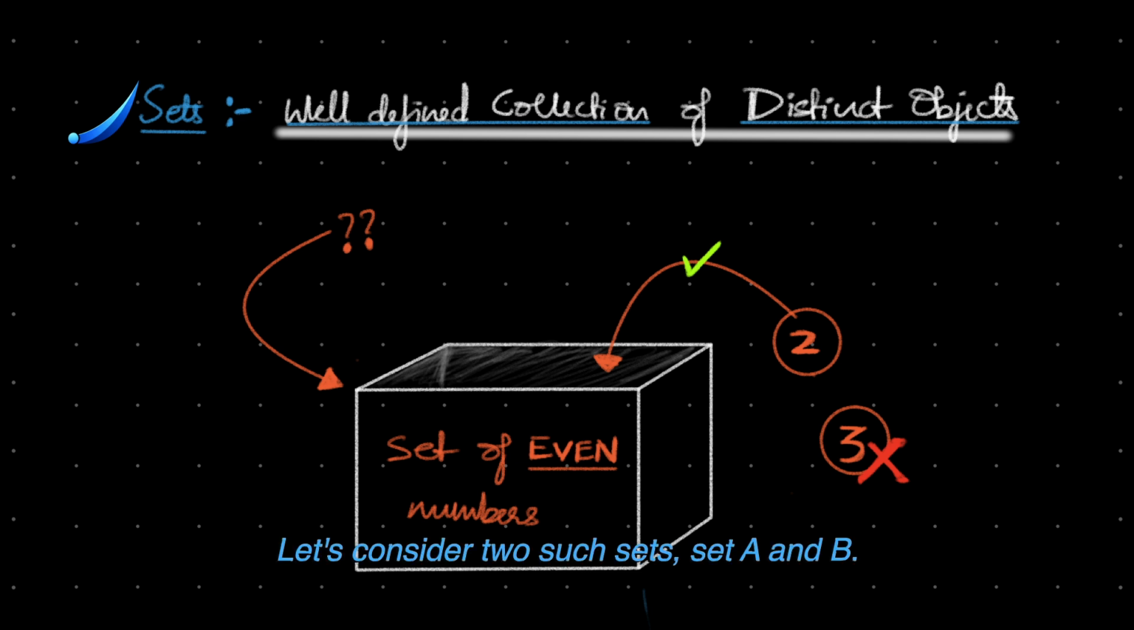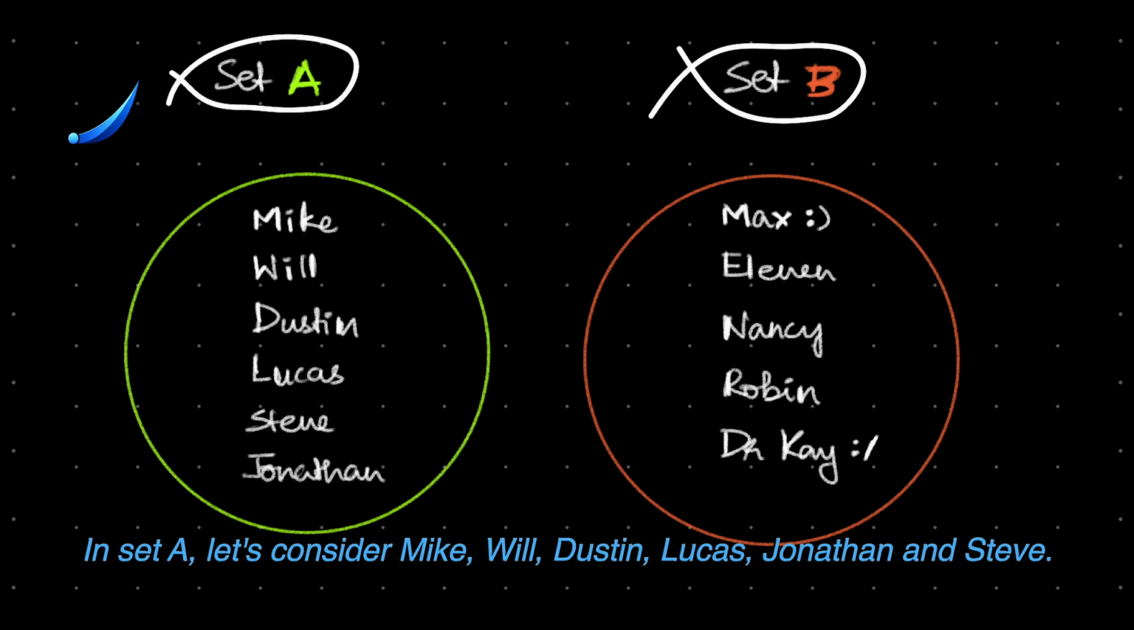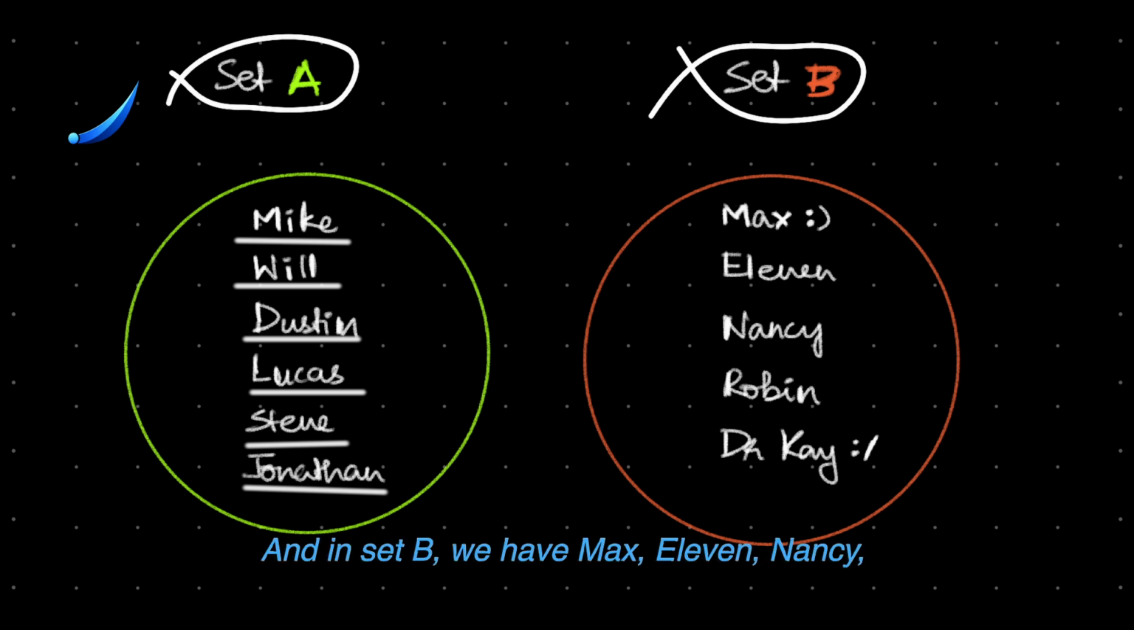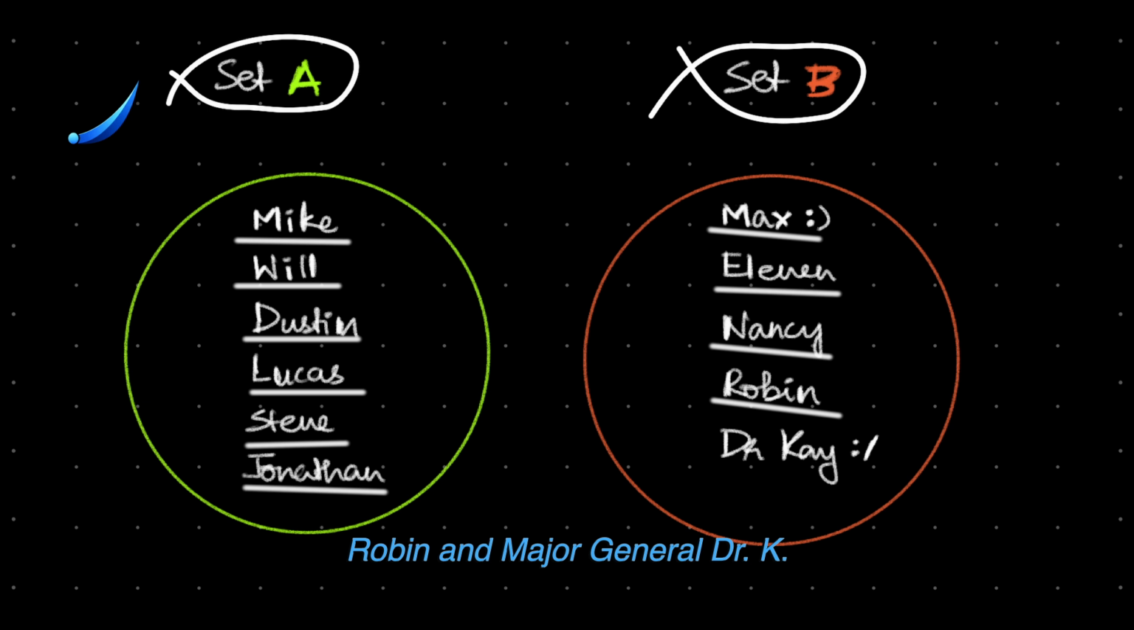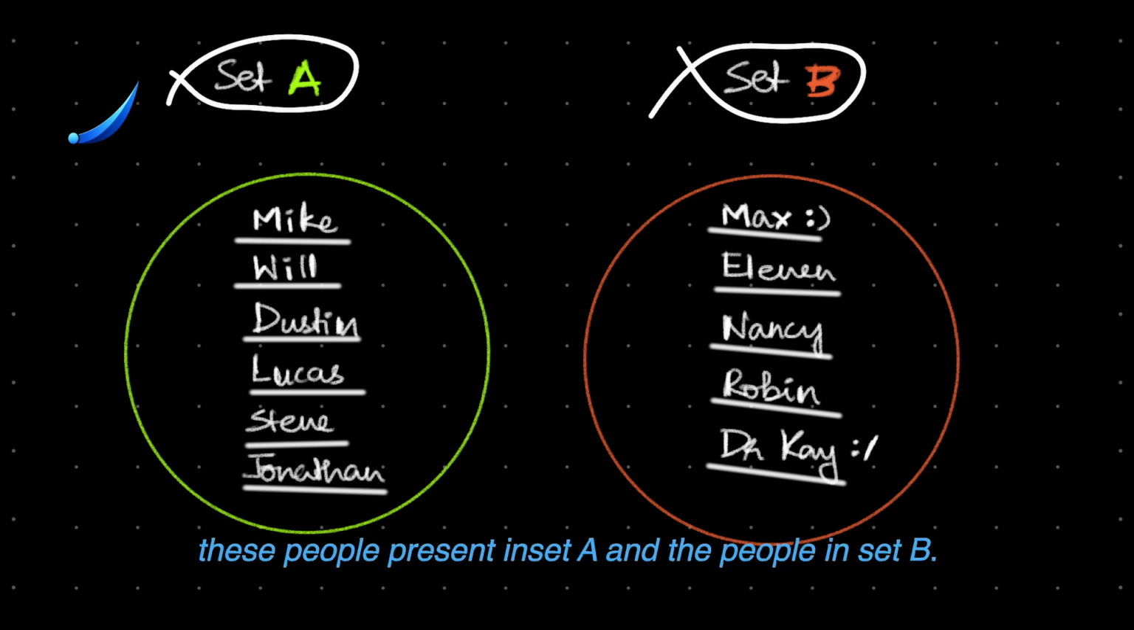Let's consider two such sets, set A and B. In set A, let's consider Mike, Will, Dustin, Lucas, Jonathan, and Steve. And in set B, we have Max, Eleven, Nancy, Robin, and Major General Dr. K. Now imagine that people in set A and set B are strangers to each other. We now want to describe possible relationships between these people present in set A and the people in set B.